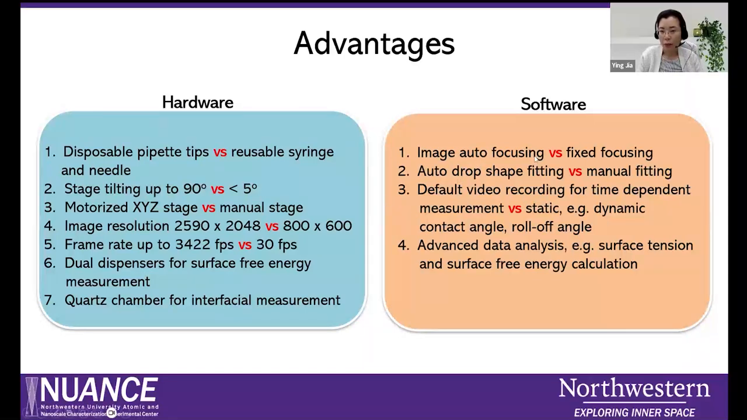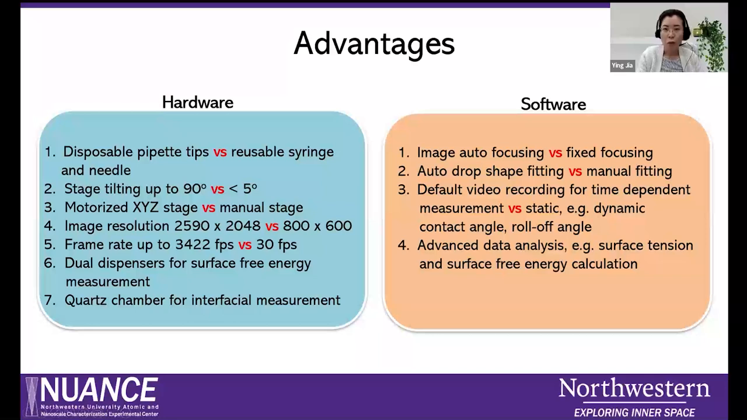Software-wise, instead of the fixed focusing of the old system, this new system includes auto focusing, and manual focusing is also available. Instead of manually fitting the droplet shapes, it includes auto shape fitting. It also has video recording, which is really important for dynamic contact angle measurement or roll-off angles. And it also has advanced data analysis to calculate the surface tension and surface free energy.